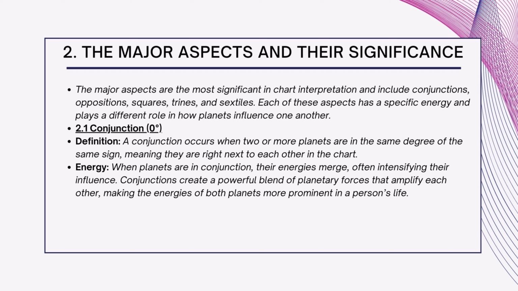2.1 Conjunction, 0 degrees. Definition. A conjunction occurs when two or more planets are in the same degree of the same sign, meaning they are right next to each other in the chart. Energy. When planets are in conjunction, their energies merge, often intensifying their influence. Conjunctions create a powerful blend of planetary forces that amplify each other, making the energies of both planets more prominent in a person's life.